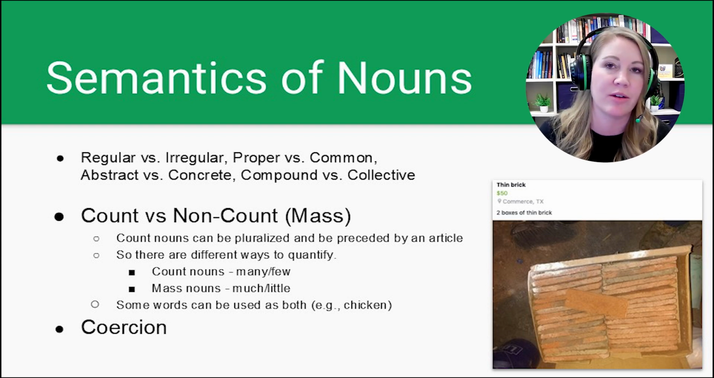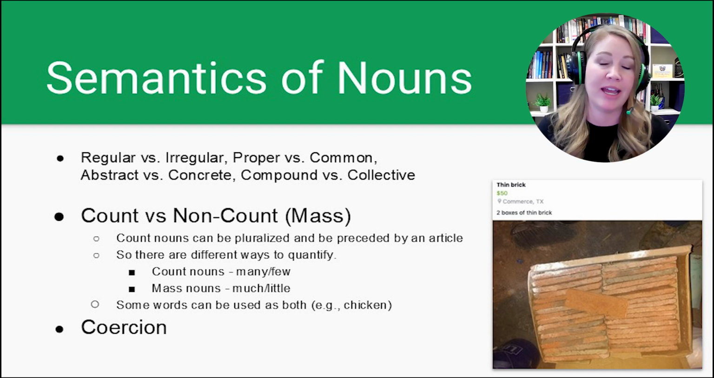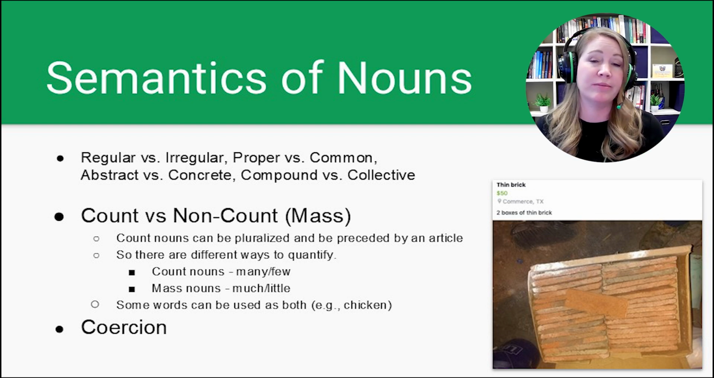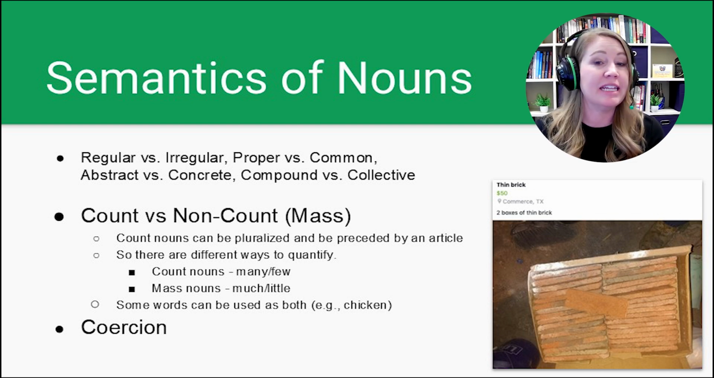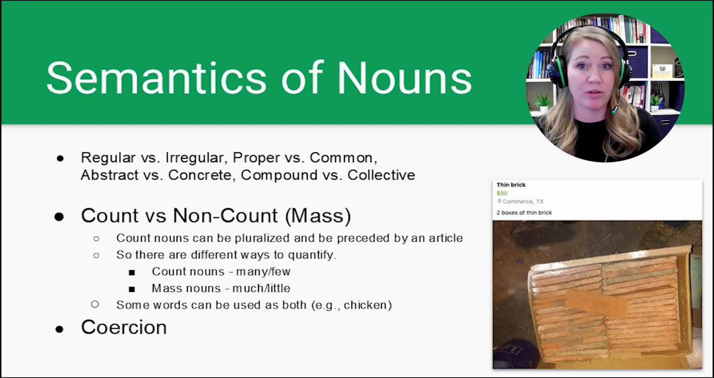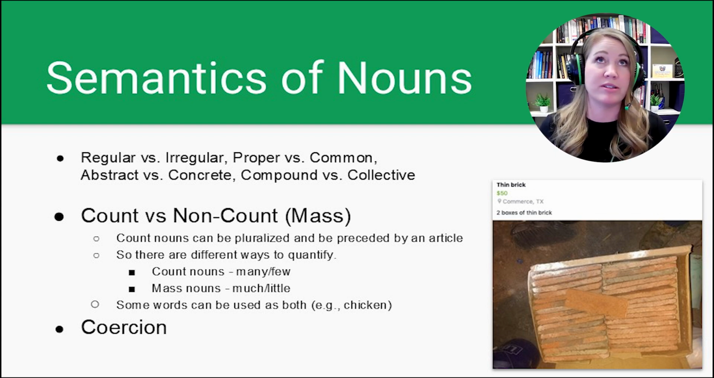So they also call this category count nouns versus non-count nouns. But count nouns like book, apple, car take the plural forms. So we have books, apples, cars, and they can be preceded by articles, also numbers and some other quantifiers. So a book or two apples or many cars, right?